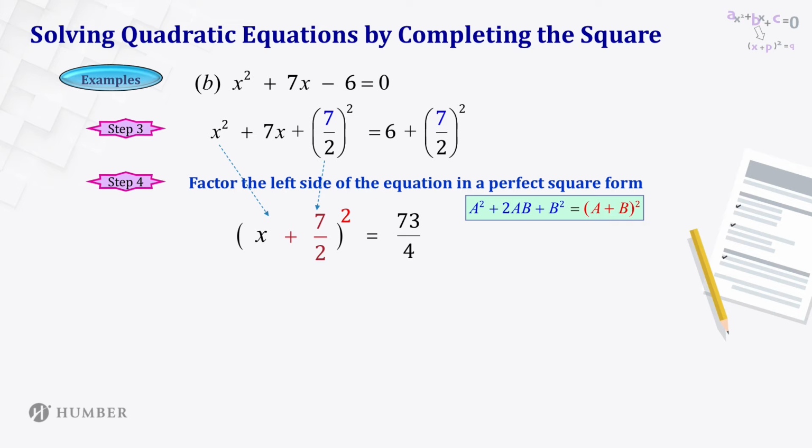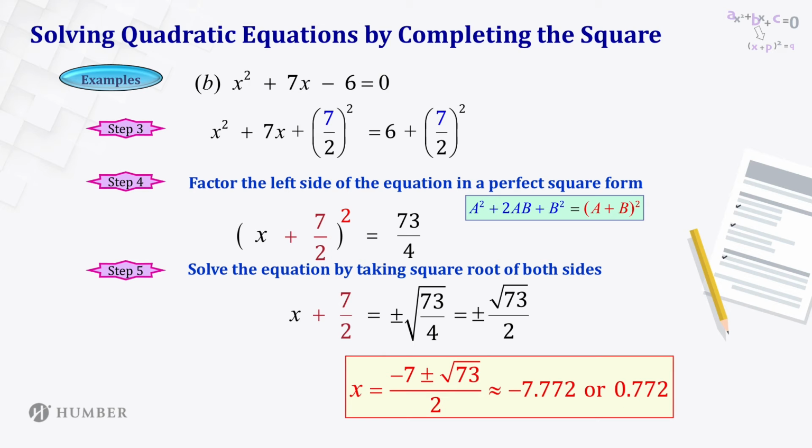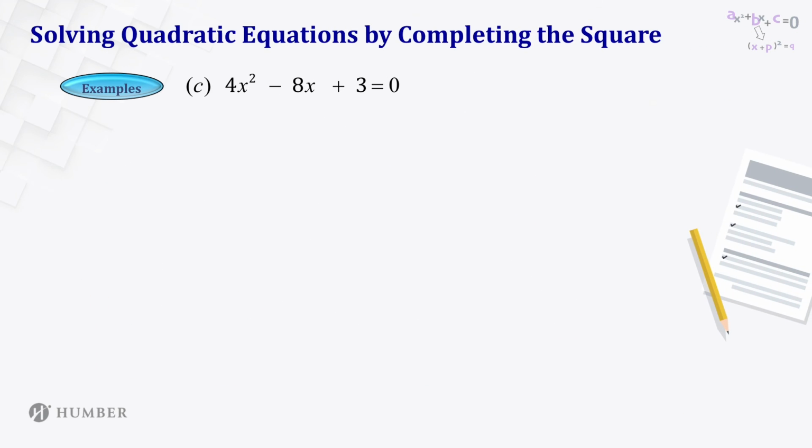Step 5. Solve the equation by taking square root of both sides, which becomes x plus 7/2 equal plus or minus root of 73 over 4, which is simplified as plus or minus root 73 over 2. Isolate x by moving the constant term to the right side to get the solutions as shown. Let's take a look at another example.